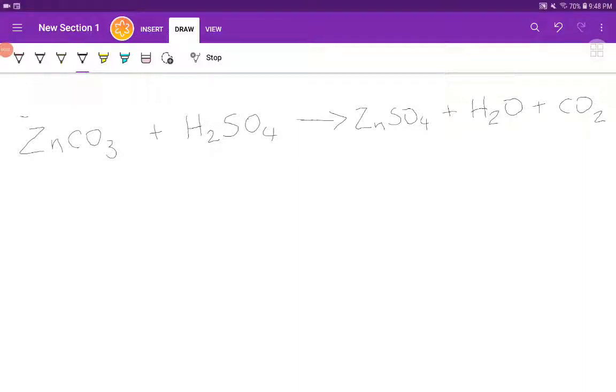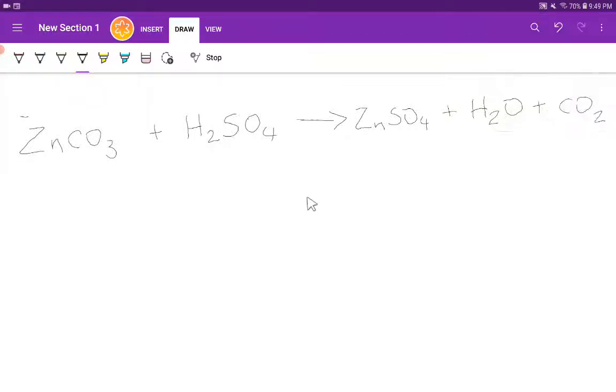Okay guys, we have one more example that I want to go through with you. Here we have zinc carbonate reacting with sulfuric acid to give us zinc sulfate as well as water and carbon dioxide. Now this type of reaction is a little bit different. It is a neutralization or acid-base reaction, but the principles of writing ionic equations will remain the same. Simple and straightforward. Once we follow the rules, we will not go wrong.